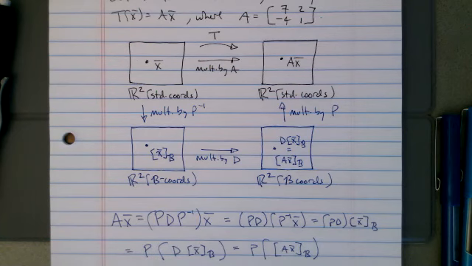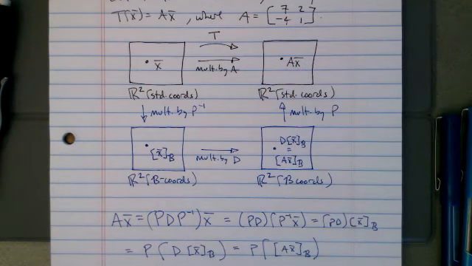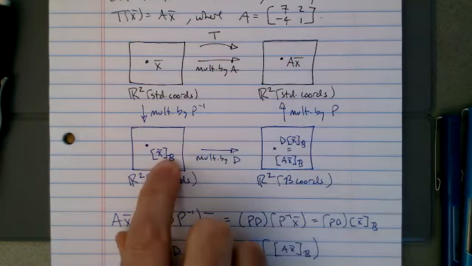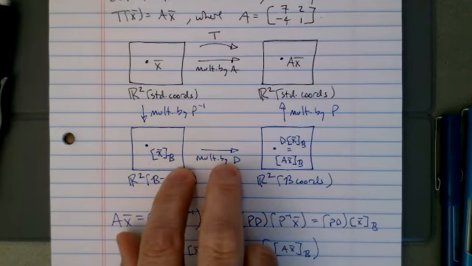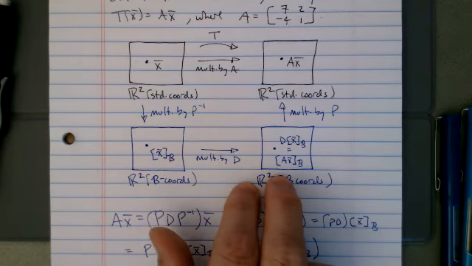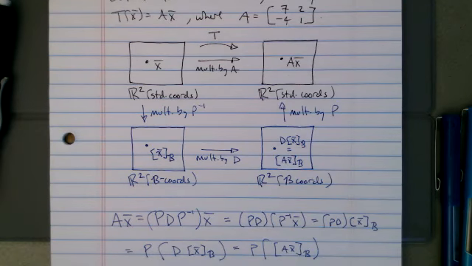So if we pick a value for X, and we find P inverse, what we could do is find AX and show that it maps over under T. But then we can also multiply by P inverse. That would find the B coordinates of X. Then multiply by the diagonal matrix D to find the image in the B coordinates. And then multiply by P to get back to the standard coordinates.